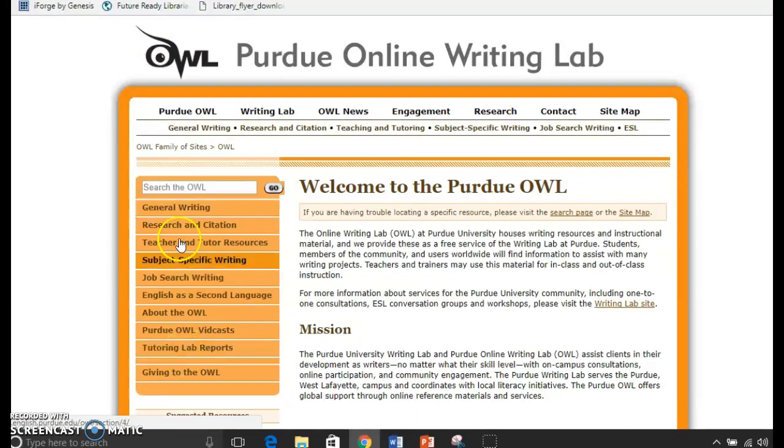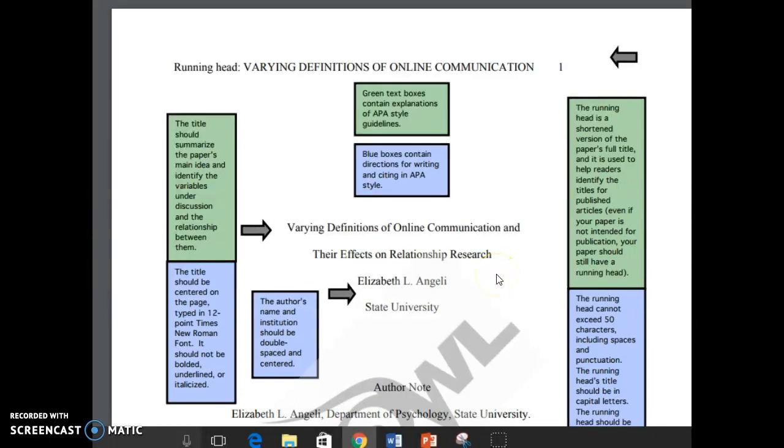Over on the left, you'll notice there are several different menu items. You may specifically click on a menu item that interests you, but eventually you may want to locate the sample paper. So the first thing to notice when you do pull open the sample paper, you will have green boxes and you will have blue boxes. And if you've taken the time to read through, the green boxes take you through the explanation of the APA style guideline. The blue box shows the directions for writing and citing in APA style.